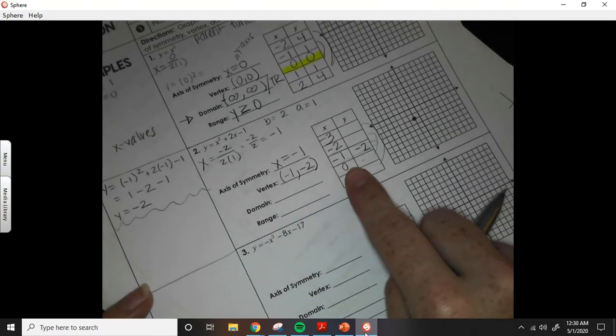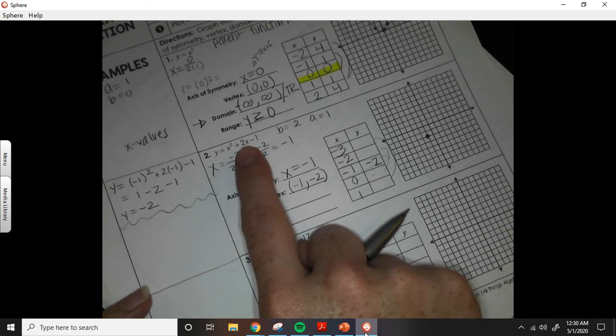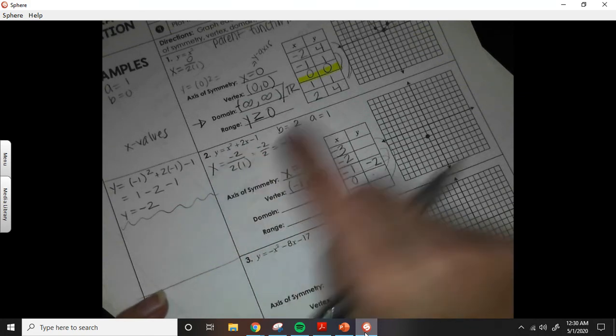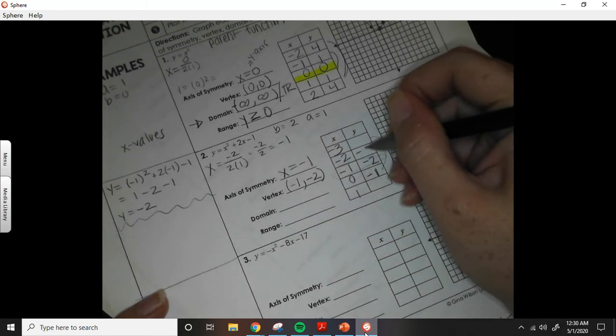If we plug in 0, let's do mental math. 0 squared is 0. 2 times 0 is 0, so that means y equals negative 1. So this is going to be negative 1. That means this is also going to be negative 1.